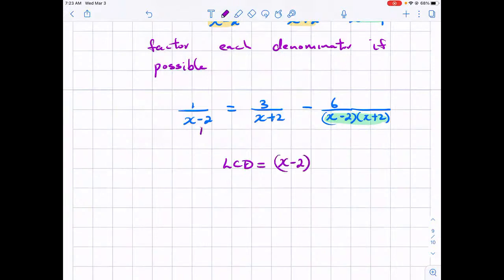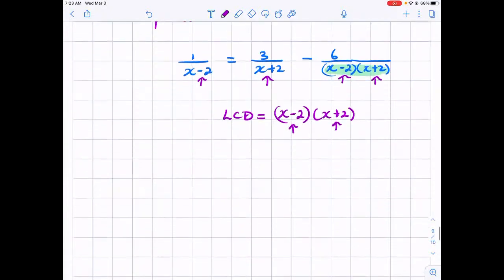The LCD is x minus 2. We start off with the first. Then we move down the list. Here we have x plus 2. We don't write repeated. Here we have x minus 2, but we already have x minus 2 there. And here we have x plus 2, but we already have x plus 2 there. So we don't write them twice. So the lowest common denominator is x minus 2 times x plus 2.